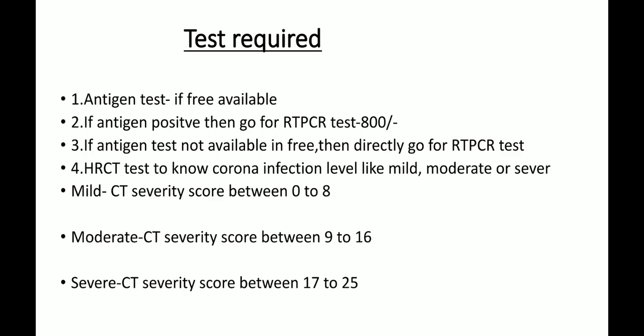CT severity score. If it is between 0 to 8, then it is known as a mild corona. If it is between 9 to 16, then it is moderate, and if it is between 17 to 25, then it is severe.